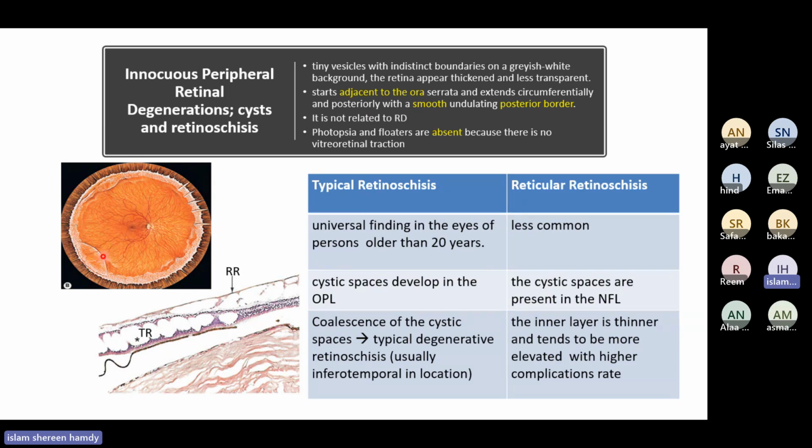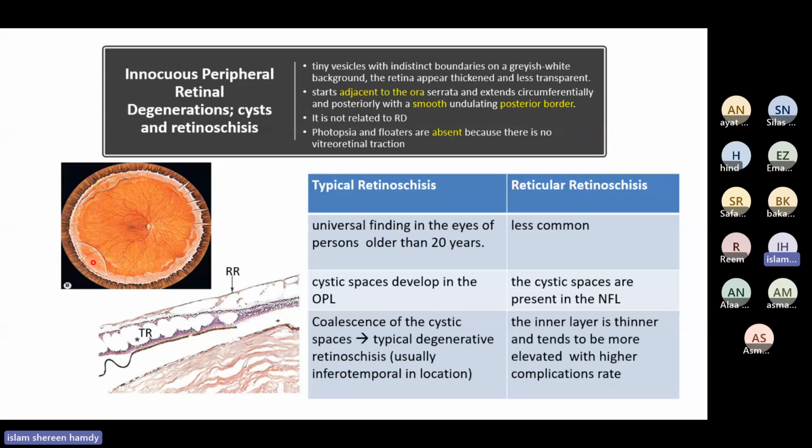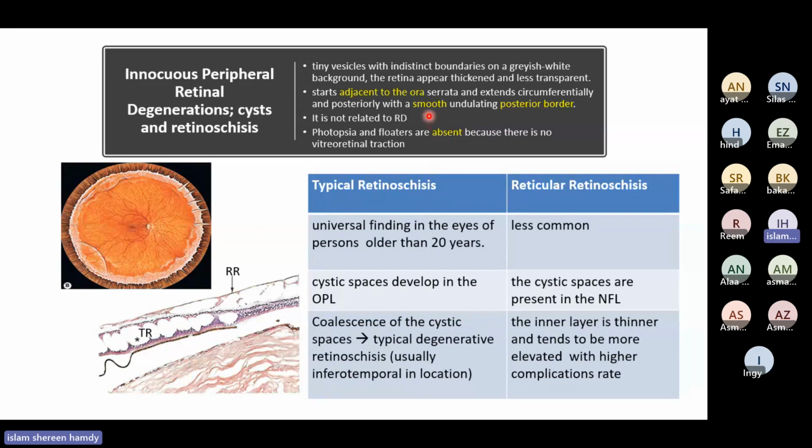It's more common in patients with hypermetropia, and usually you find it in the inferotemporal retina, and usually it's symmetrical, so you find it in both eyes. The surface is smooth and not corrugated like in patients with rhegmatogenous retinal detachment. There are two types of retinoschisis, which differ according to the location of the splitting of the retina. In typical retinoschisis, the cystic spaces and splitting occur in the outer plexiform layer, while in reticular retinoschisis, which is less common, the cystic spaces occur in the nerve fiber layer.